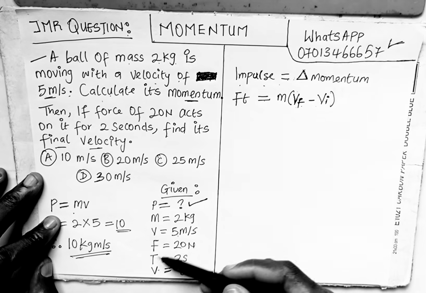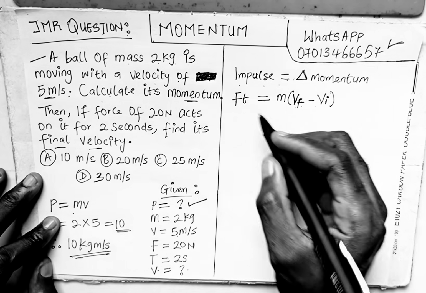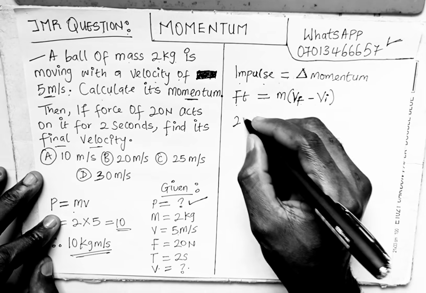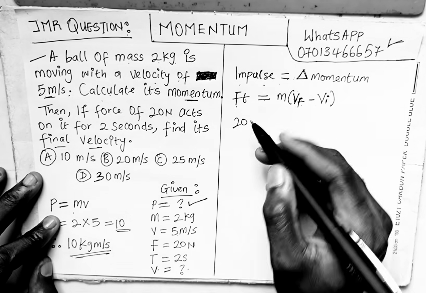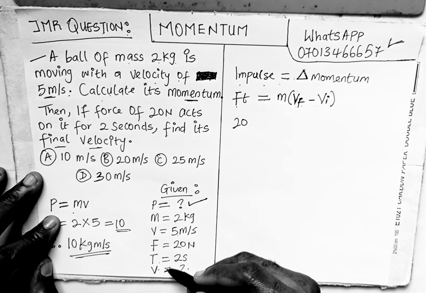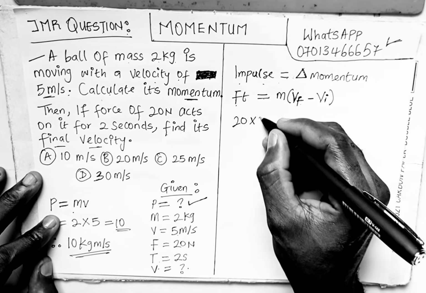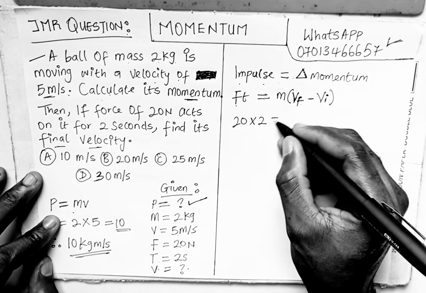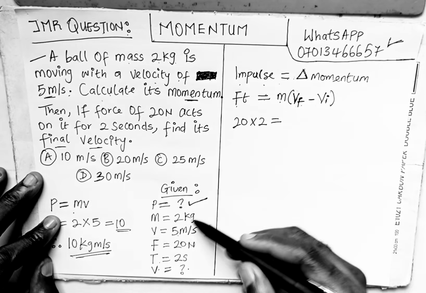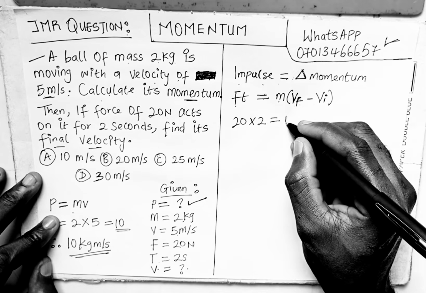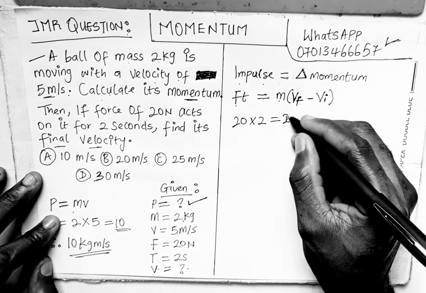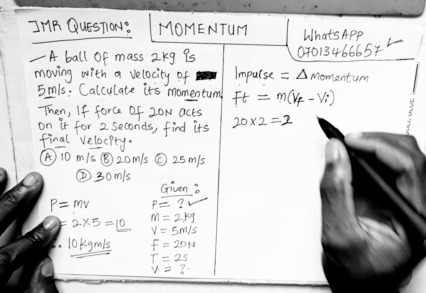All right. So we are going to substitute all we have here to get the answer. What is F, which is our force? 20 Newton, times time. What is our time here? 2 seconds, times 2. Then we bring our equal to, and substitute the rest. M is our mass, and our mass is 2 kilogram.